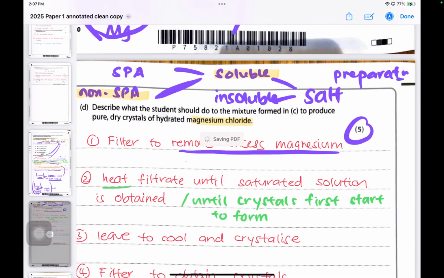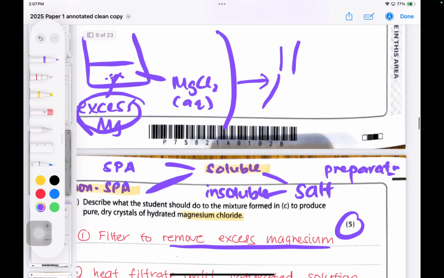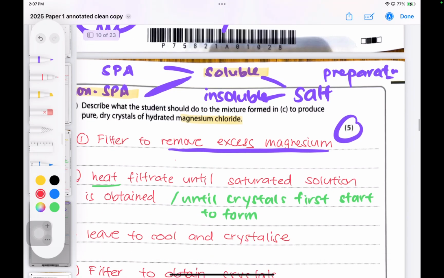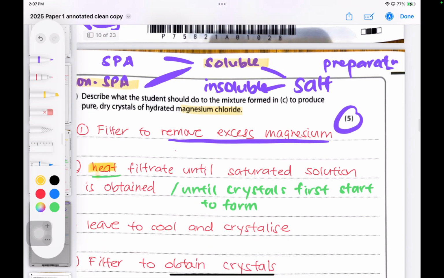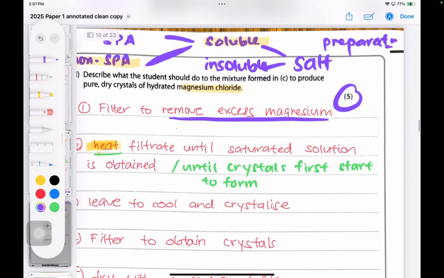Remove the excess magnesium, and what you will get here, after filtration, is this. I hope you know how to draw a filter funnel. Sometimes they do ask students to draw. This is the excess magnesium, but essentially what you want here is your magnesium chloride solution. With this solution, you're going to heat the filtrate. Whatever is collected at the end of a filtration is known as a filtrate. You want to heat the filtrate until you get a saturated solution.